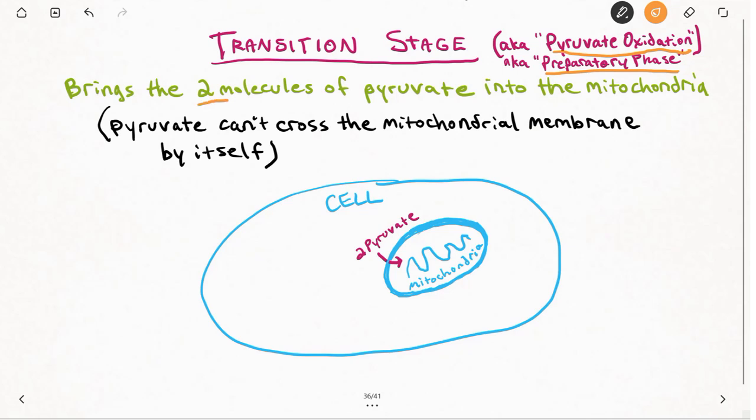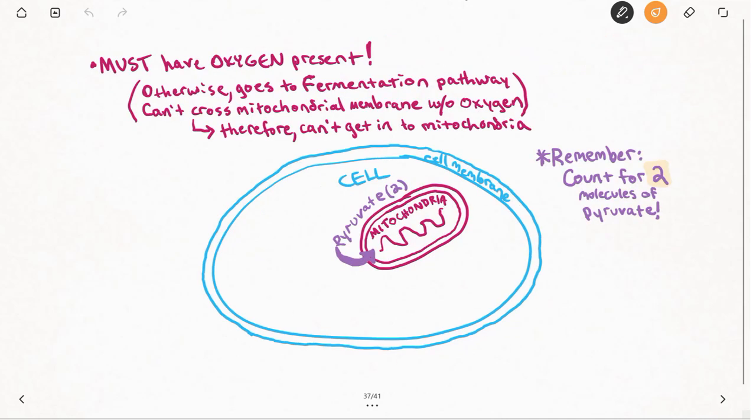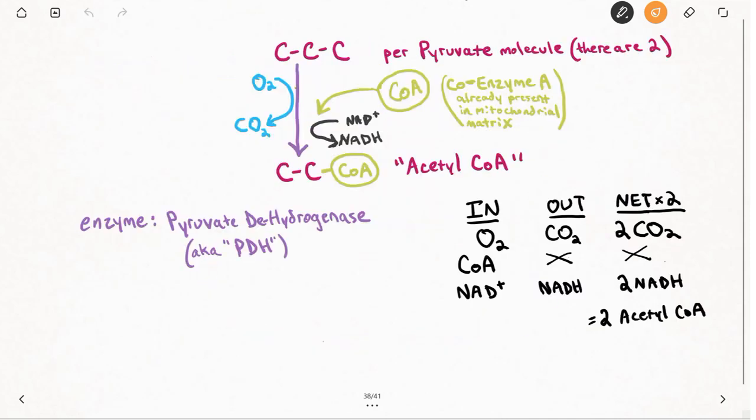It brings the two molecules, and remember, from now on, we're dealing with two molecules, not just one. So everything that we do, we have to take times two. So it brings the two molecules of pyruvate into the mitochondria through the mitochondrial membrane, in here inside of the cell. Now, this is an oxygen-dependent process. It must have oxygen present. If it does not have oxygen present, it cannot do the aerobic metabolism and instead goes to the fermentation process, the fermentation pathway.